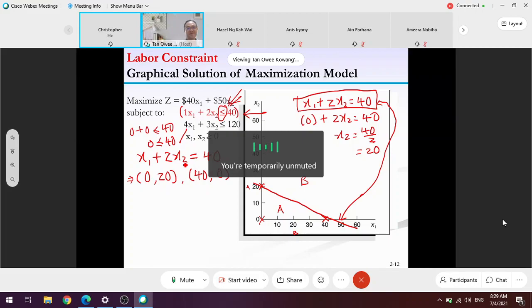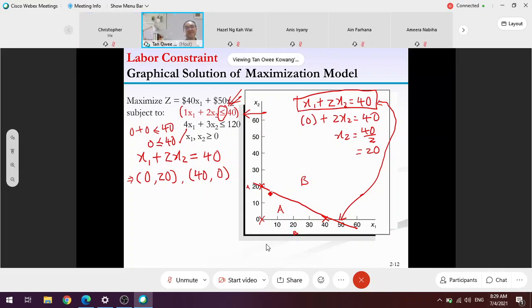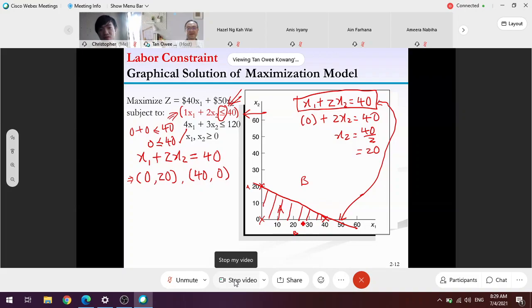It takes so long to reply me. So therefore, the feasible area for constraint 1 is this. This is what I mean by feasible area.